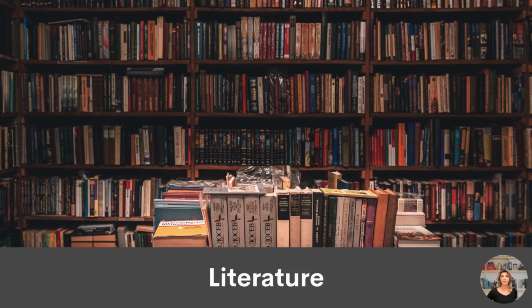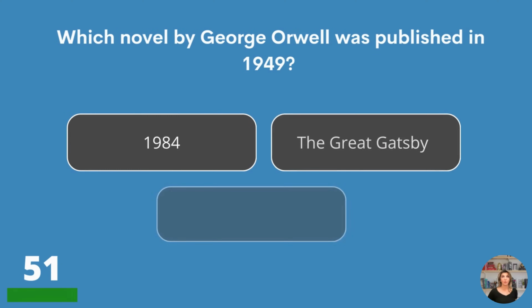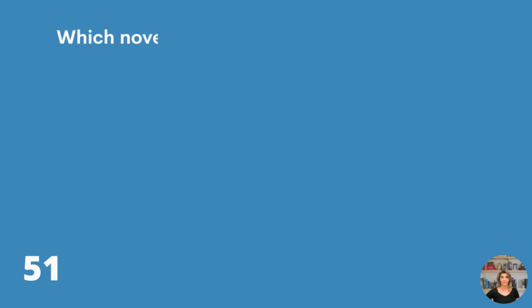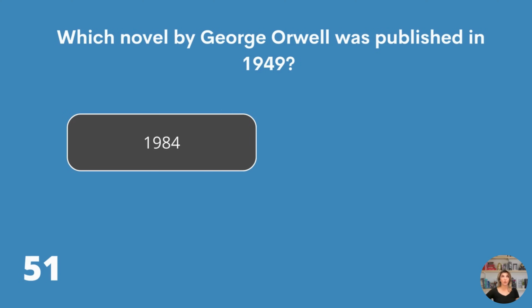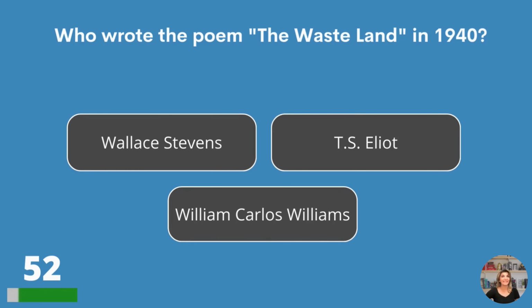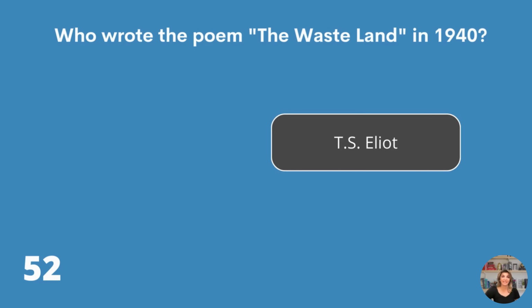And we're moving over to literature for question 51. Which novel by George Orwell was published in 1949? 1984, The Great Gatsby, or Animal Farm? 1984. Who wrote the poem The Wasteland in 1940? Wallace Stevens, T.S. Eliot, or William Carlos Williams? T.S. Eliot.